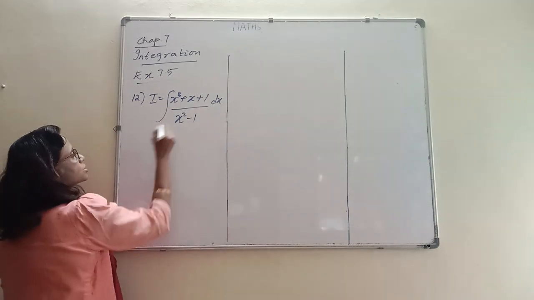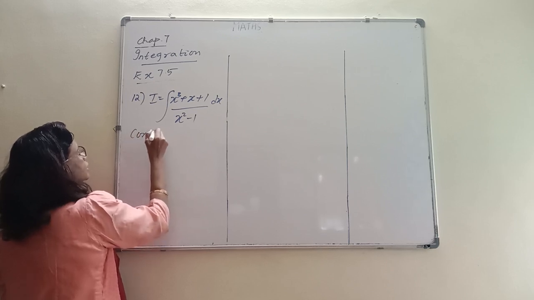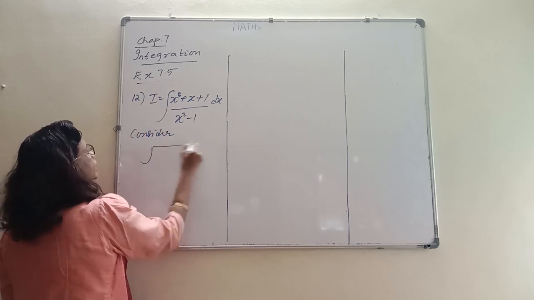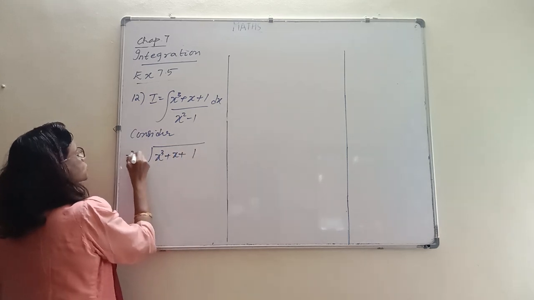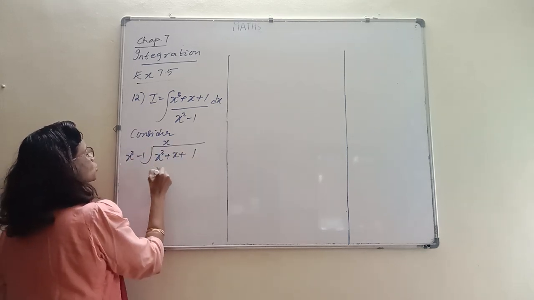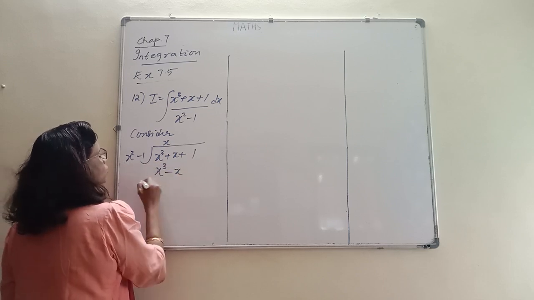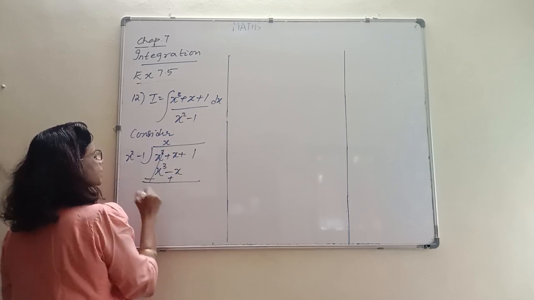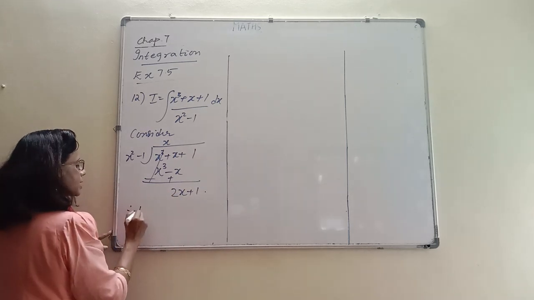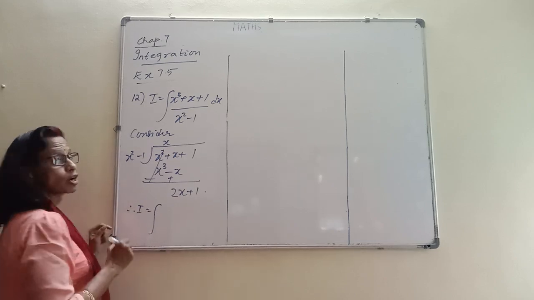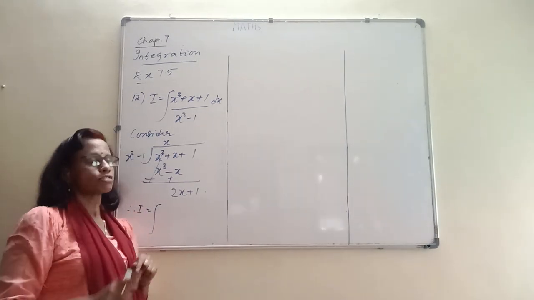So let's divide x cube plus x plus 1 by x square minus 1. It's very clear that x has to be the first quotient. So it's going to be x cube minus x. As we subtract, this gets cancelled, x plus x, 2x plus 1. So it's very clear to us that I now becomes, because we know that dividend equals divisor into quotient plus remainder, so let's use that.